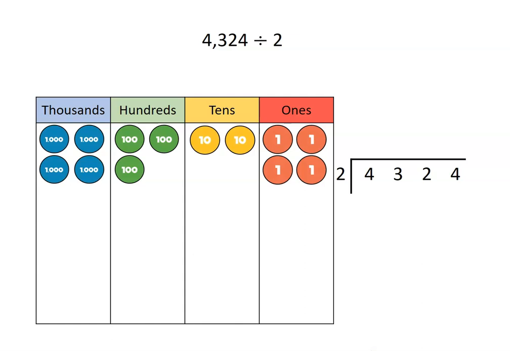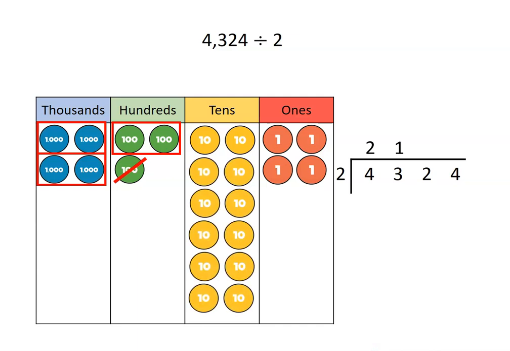Here are our counters, and let's start in our thousands then and see how many groups of 2 we can make. There's 1, there's 2. Let's write that above our 4. Now, when we come to our hundreds, you can see we could make 1 group of 2 there, but we've got 100 left over that we couldn't put into a group of 2. So what we're going to need to do is take that 100 and do something with it. So we're going to record above the 3 that we could make 1 group of 2, but we've got this little 100 left over that we can't put into a group of 2. So we're going to take that one and exchange it for 10 tens.